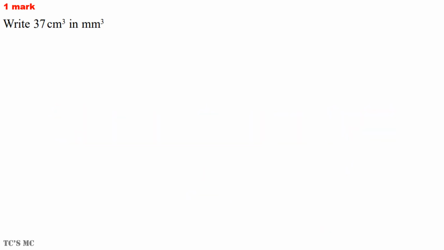Write 37 cubic centimeters in cubic millimeters. So we have 2 headings, millimeters and centimeters. I know that 10 millimeters is equal to 1 centimeter. However, we are working with volume because we have cubic centimeters and cubic millimeters. So I'm going to cube everything. Also the 10, also the 1.